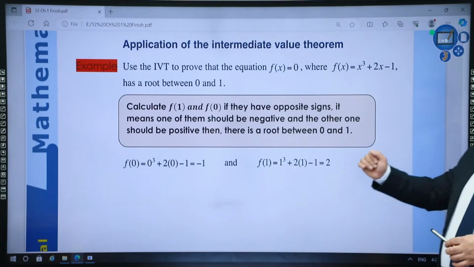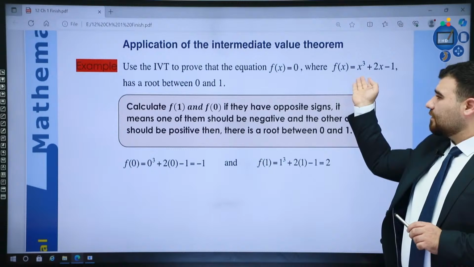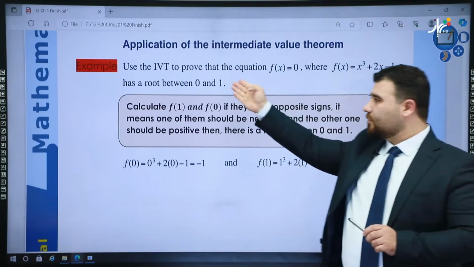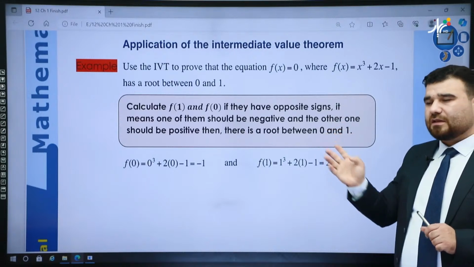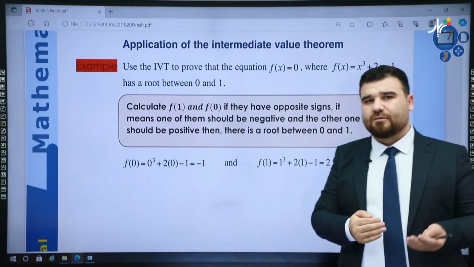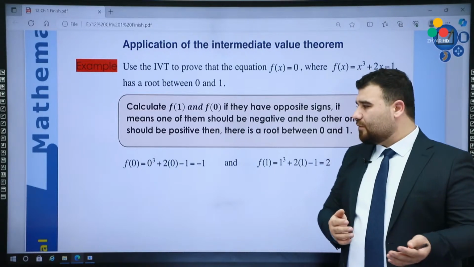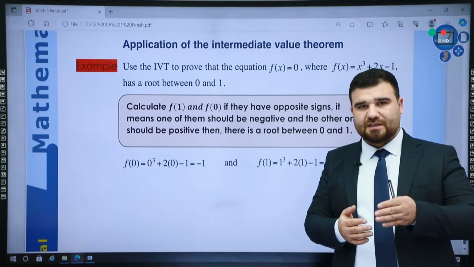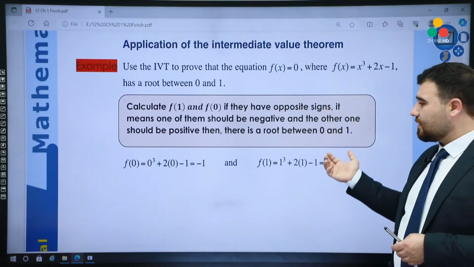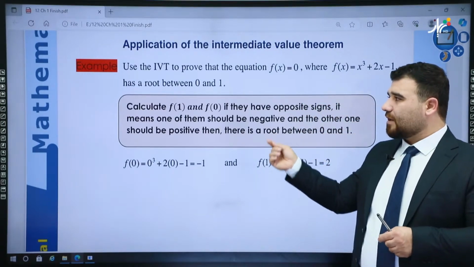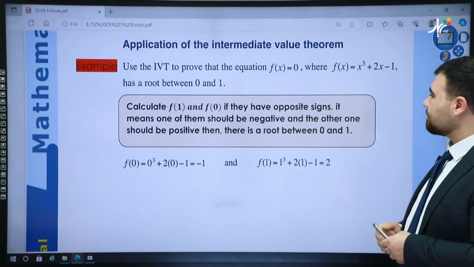The main idea is to put 0 in place of x inside f and write the result. Then put 1 inside f in place of x and write the result. If the two results have opposite signs, like if one of them is negative and one of them is positive, then we say yes, there is a root because 0 is located between negative and positive. Then if one answer is negative and one is positive, we just answer yes, there is a root between 0 and 1 for this function.